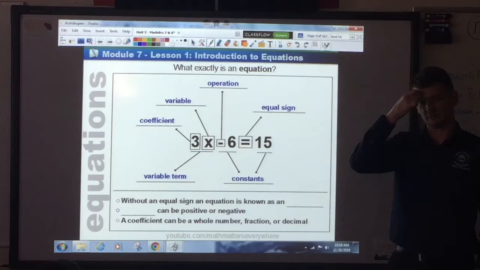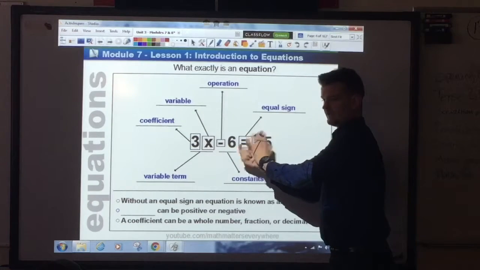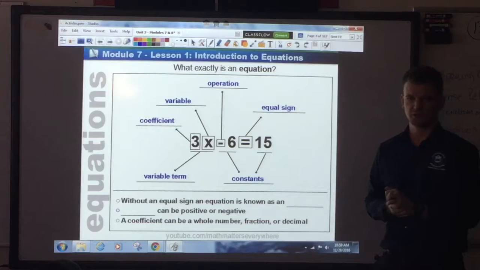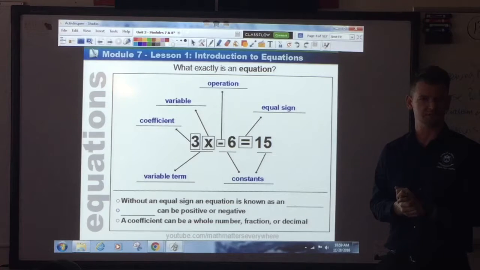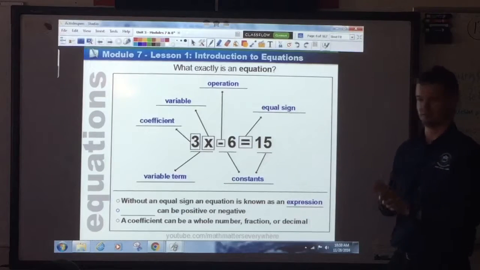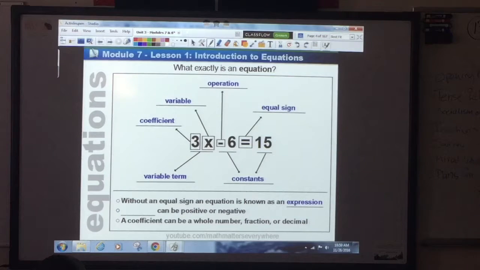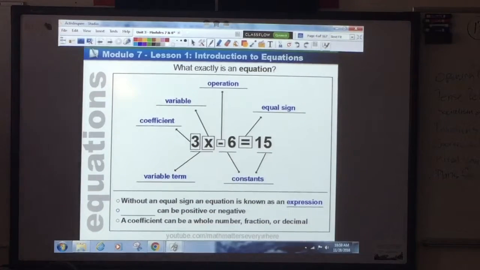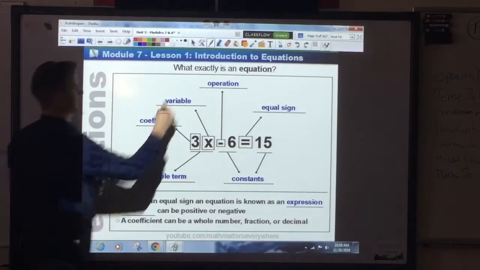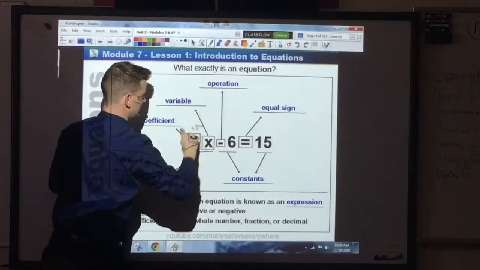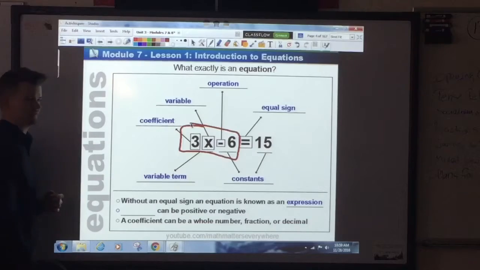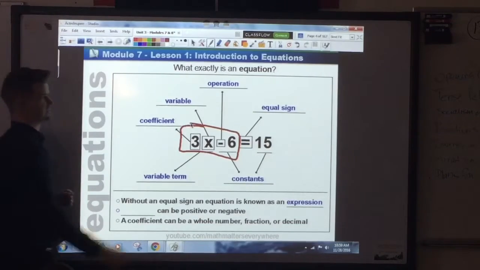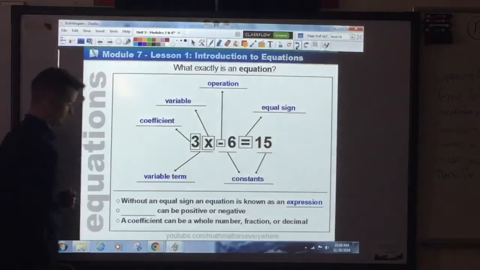Now, let's see if you can fill in the blank here. Without this equal sign, if I were to take this away, this would not be an equation, it would be known as an, starts with an E. It'd be known as an expression. So once again, if I talk about an equation, it better have an equal sign. If I talk about an expression, it could just be 2 terms together, 3x minus 6. Technically, without the equals 15, this would be an expression, 3x minus 6. You don't have to write this. However, we are dealing with equations.